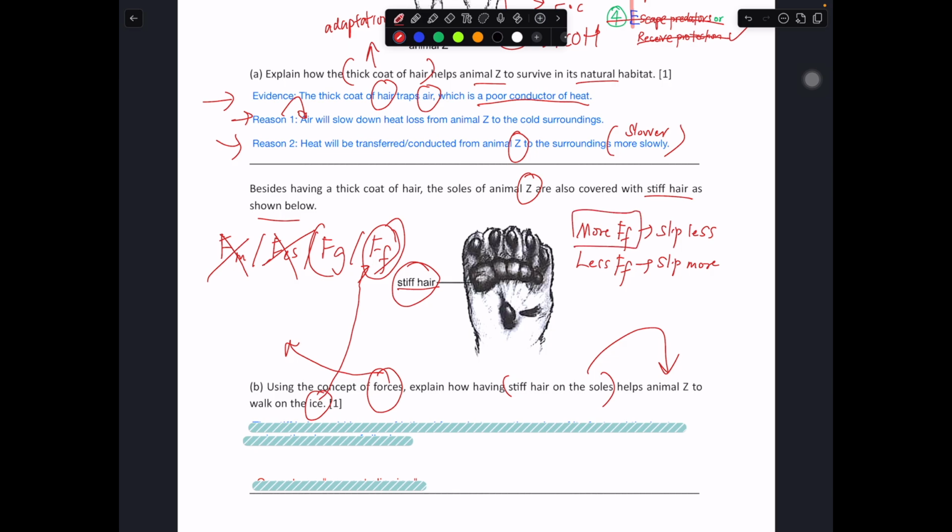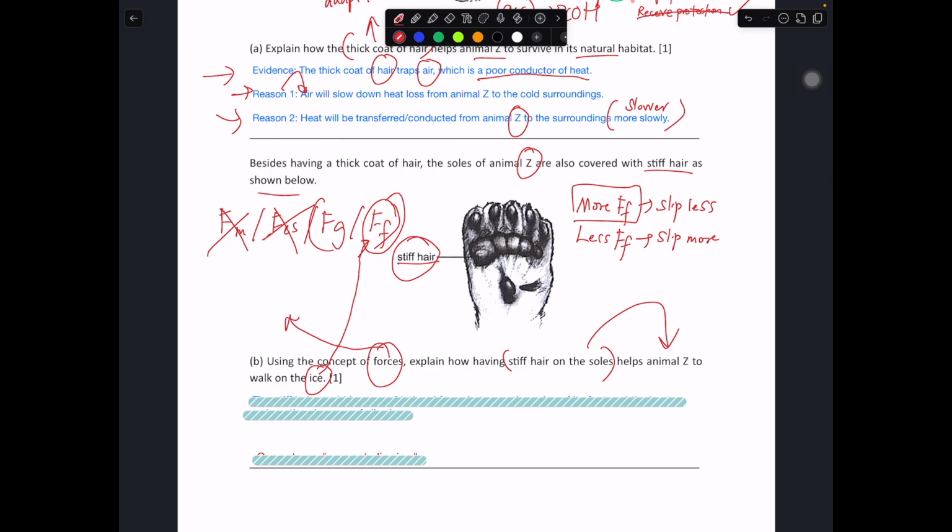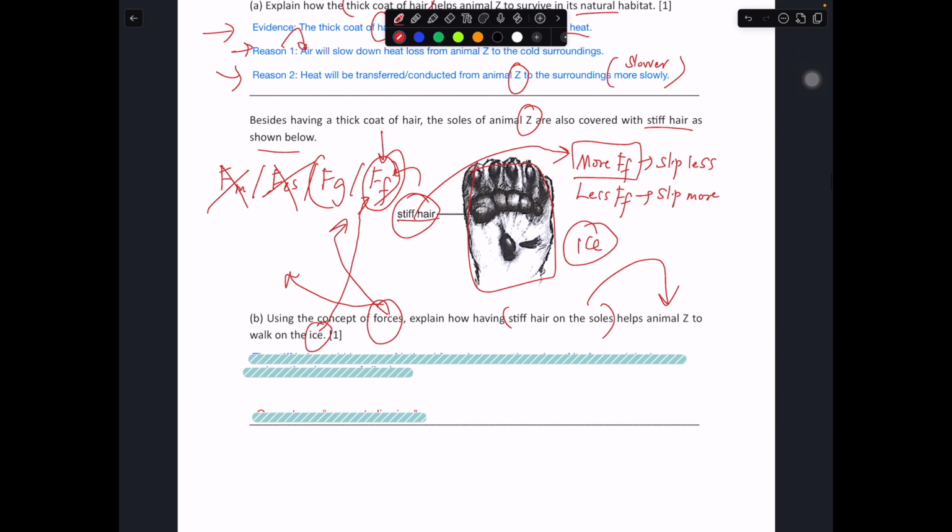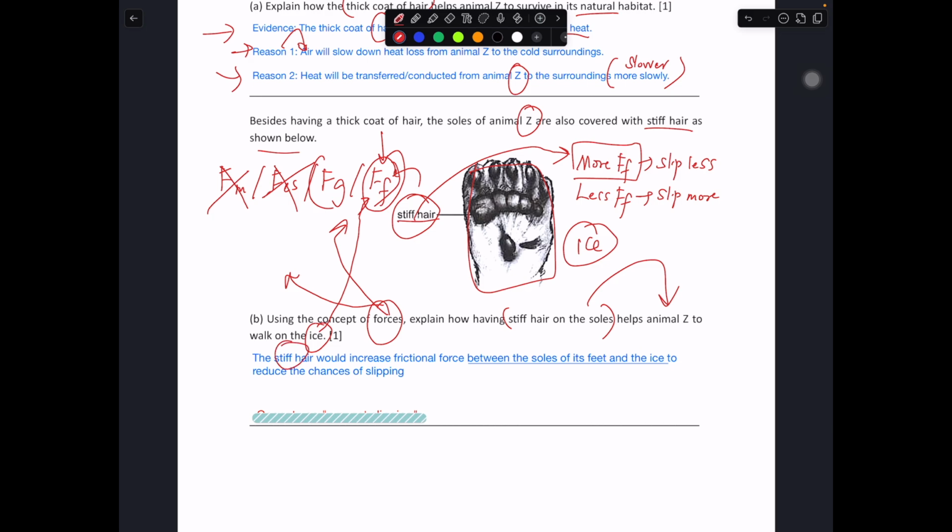So work this out in this manner. You can think about it very logically as you're writing this in your exam by referring to the 4 forces and which one is most likely related to it. In this case, I already mentioned that the stiff hair is related to frictional force, and it must be there to help to increase the friction between what? Between the soles of animal Z and the ice. Between where and where is important, especially since this is a contact force. So the stiff hair would help to increase the frictional force between object 1 and object 2, and this must be stated, to reduce the chance of slipping.